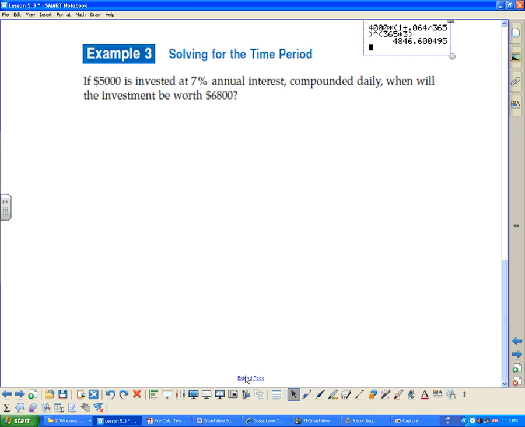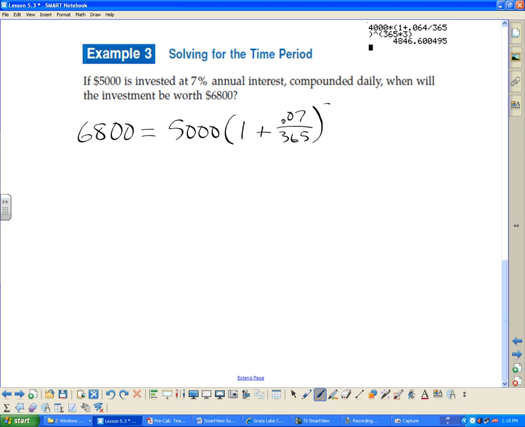And this one is solving for the period of time. So here we have $5,000 invested at 7% annual interest, compounded daily. So there's that 365. When will the investment be worth $6,800? So we want to know, when is it going to be worth $6,800 if I invest $5,000 at 7% interest and daily, so 365 here and 365 here. So our value of n is 365.